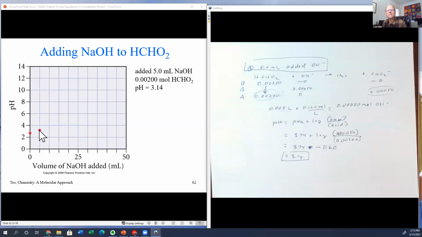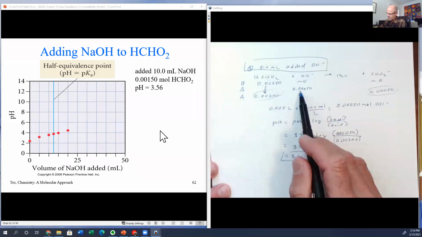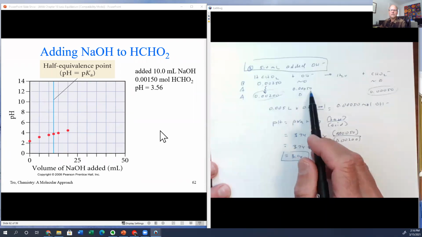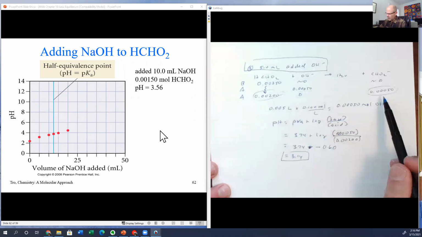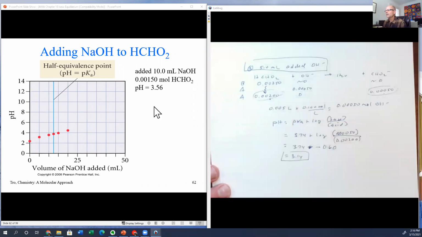Does this make sense? Awesome. Now you can keep doing the same thing at 10 milliliters. You would do the same thing, except instead of this being 0.0005, it would be 0.0010. So this number would be a little higher, and this number would be a little lower. And so at 10 milliliters, it would be 3.56.